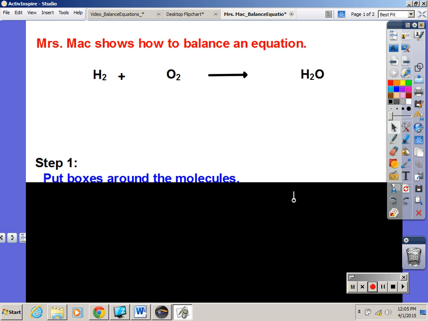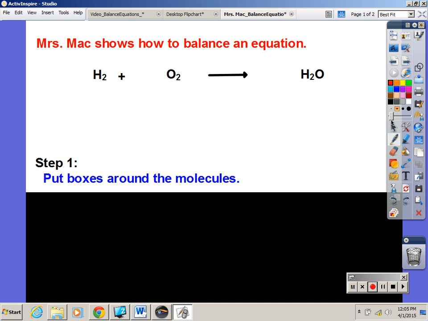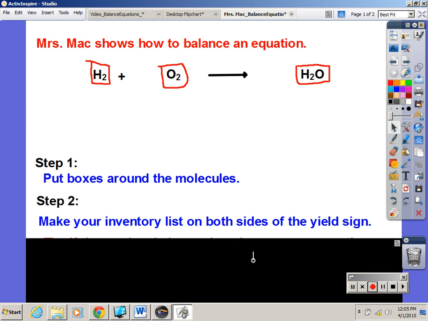So the first step is to always put boxes around your molecules. So start, and you have to excuse me, I'm drawing with a mouse, by drawing boxes around each one of the molecules, and you'll know that these are the elements in the atoms that you need to be concerned about. Okay? The second step is to make your inventory list on both sides of your yield sign.